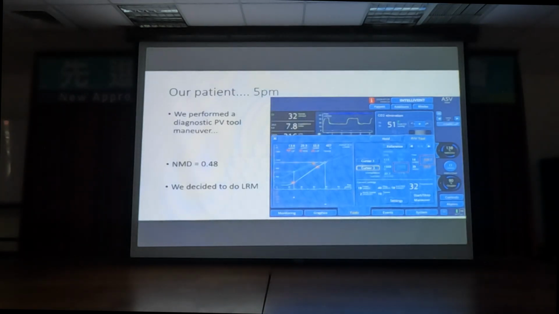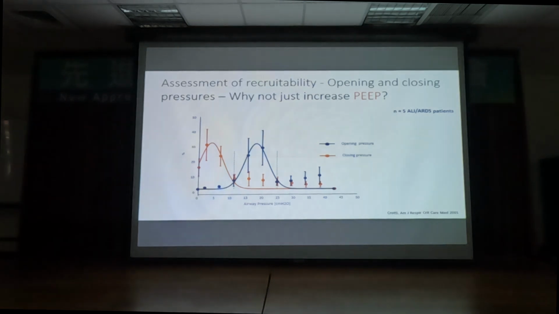Now, remember 2 options. First of all, somebody says, I don't do lung recruitment, I will just increase the PEEP. The problem is, and we know this from the Crotty study, that the opening pressures and the closing pressures for the same alveoli are not the same. This means if you want to open alveoli, you need higher pressure than to keep them open. On the other hand, if you apply PEEP, either it will be too low to open, or if it's enough to open, it's unnecessary.